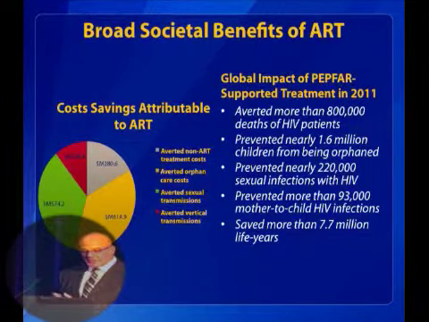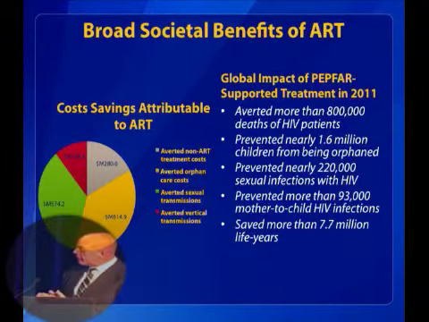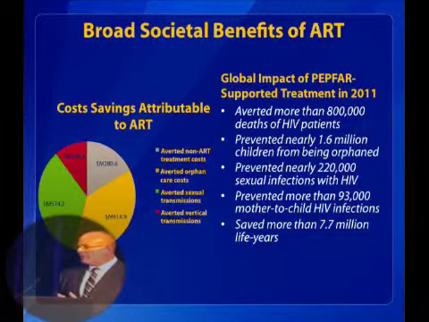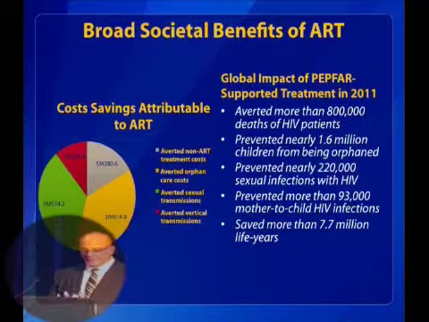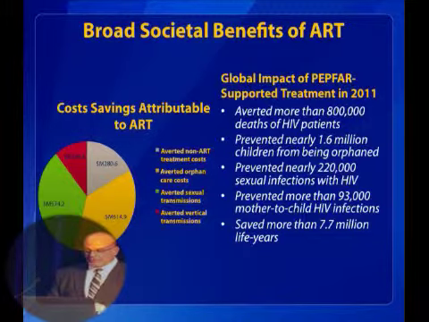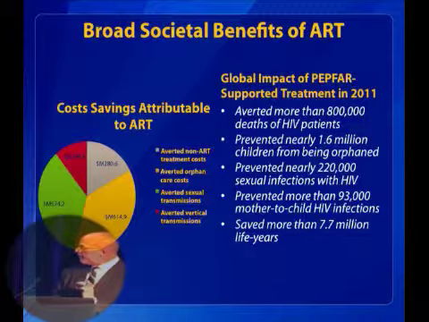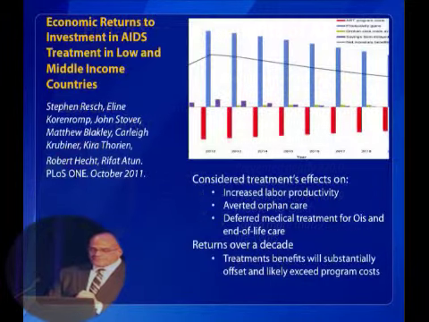But I do want to point out here that those costs are represented by the green, which is about a third of the averted costs that are estimated. The largest portion of costs averted is actually averted orphan care. So we should also think about treatment's benefits in terms of averting orphanhood and those long-term costs to society, as well as averting medical costs and averted vertical transmissions.